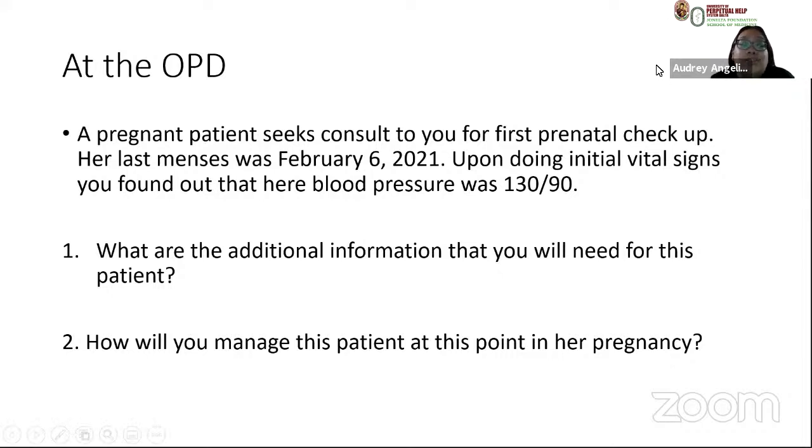What are the questions that you will ask so that you could establish, one, where is she in the hypertensive spectrum of pregnancy? What are the additional things that you should know?